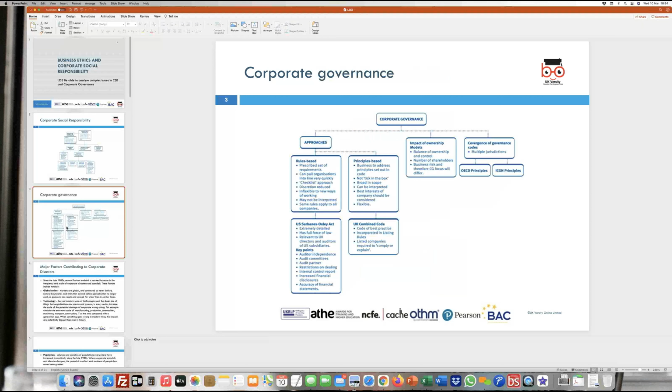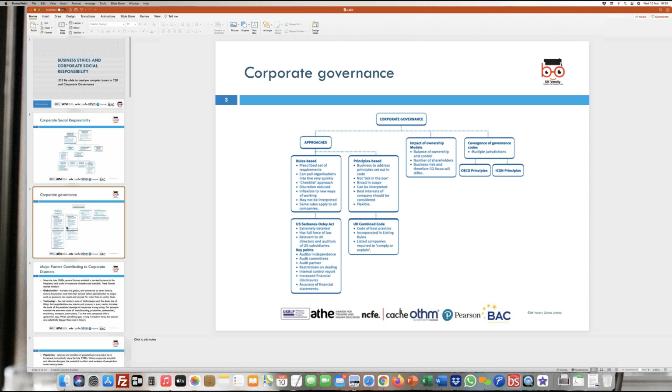The second learning outcome focused on corporate governance. So this flowchart summarizes the approaches which are available and valid globally. If you recall, we spoke about the rules-based approach, which is in the US, and the principle-led approach, which is based in the UK and in general European countries.